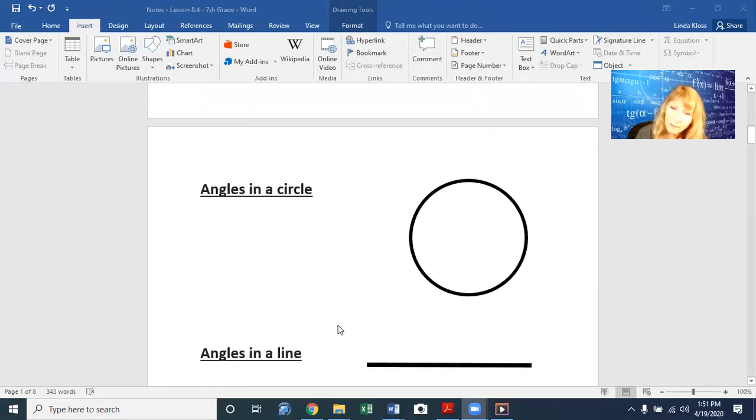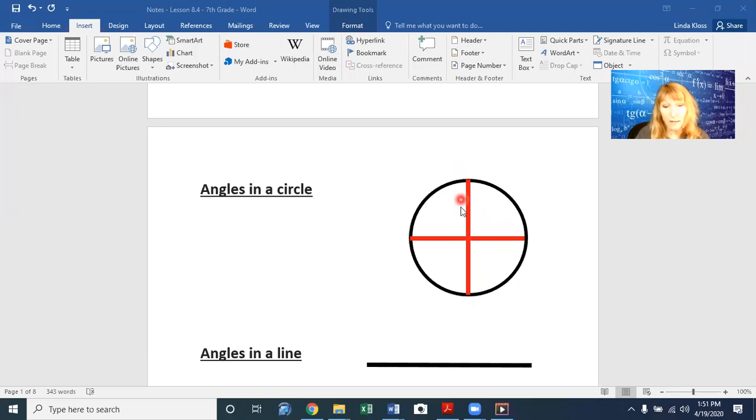Okay, angles in a circle. So if I were to take a line and draw it right through the center of my circle, I'm going to try to guess where the center is, right there, okay? And then I were to do that again, exactly through the center. Do you know the measurement of this angle right here?